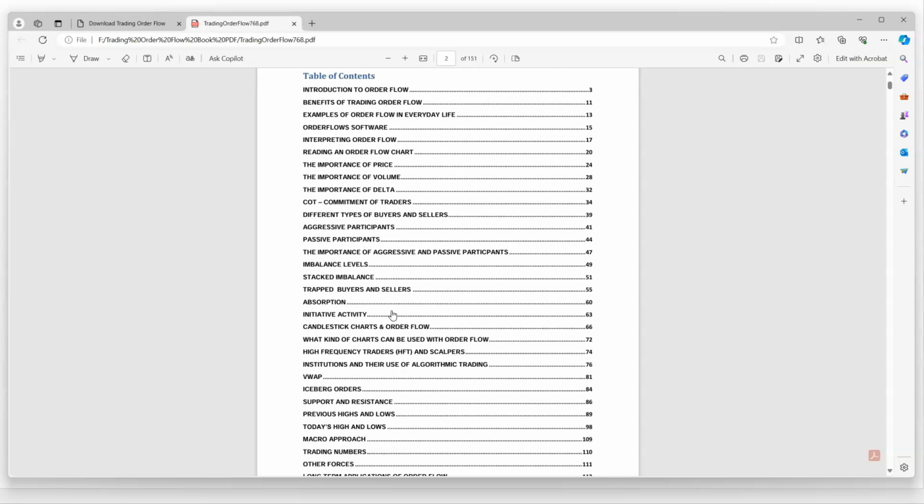right? The most famous book on speculation is Reminiscences of a Stock Operator, right? And what was he? He was a tape reader. So, order flow is about reading the tape.